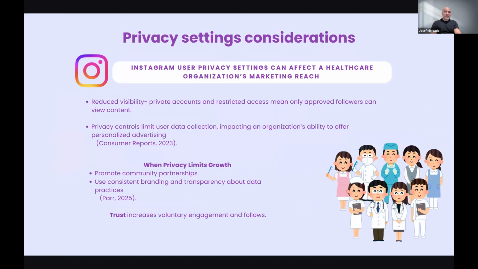Privacy settings are important to consider. Private accounts and restricted access can reduce visibility. Privacy controls may also impact an organization's marketing reach. However, organizations can still grow by promoting community partnerships, maintaining consistent branding, and being transparent with their data practices. Ultimately, success on Instagram in healthcare depends on balancing strategic outreach with a strong commitment to privacy and trust.